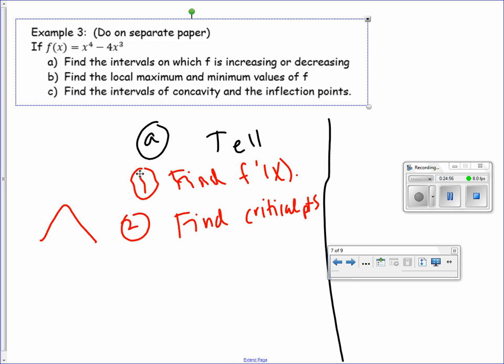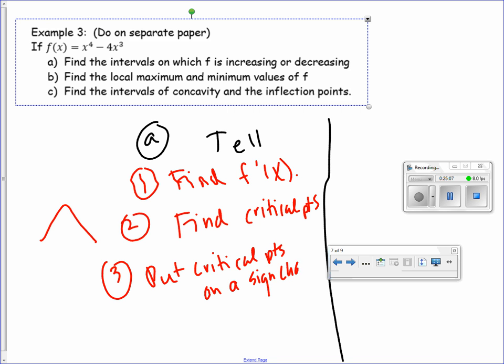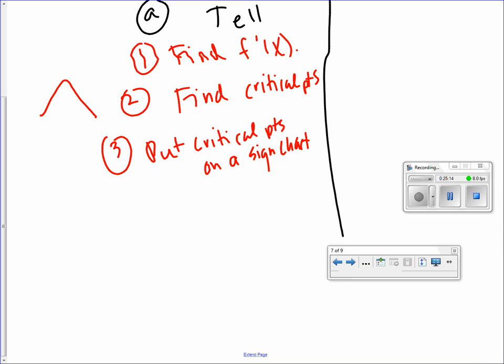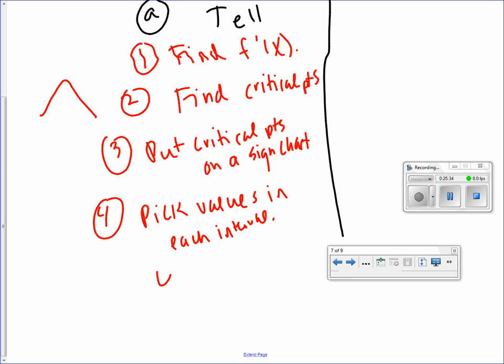And then we're going to take our critical points and put them where? On a sign chart, right? So we're going to put our critical points on a sign chart. And after we have those numbers on a sign chart, what else are we going to put on the sign chart? Analyzing which derivative? Yep. So you're going to pick values in each interval, and you're going to evaluate the first derivative, and all we're going to be concerned about is whether it's positive or negative. So you're going to note positive or negative on your sign chart.